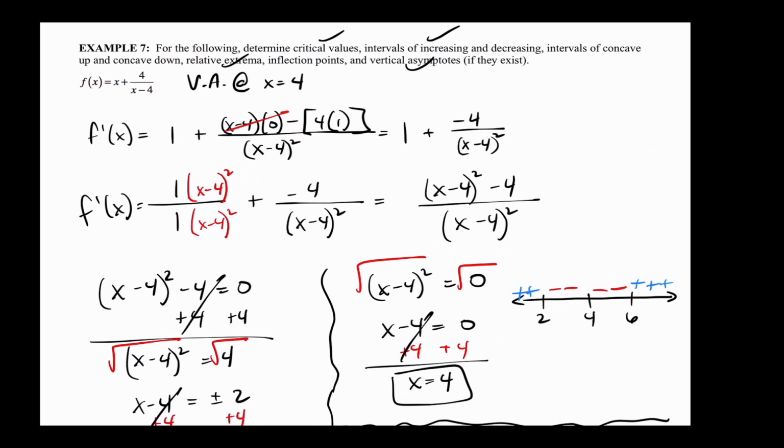Okay, so I didn't finish it, but I did most of it. So critical values, I need the first derivative. Increasing, decreasing, I need the first derivative. Concave up, concave down, I need the second derivative. Relative extrema, I need the first derivative. Inflection points, I need the second derivative. Vertical asymptotes, I don't need any of that, right?